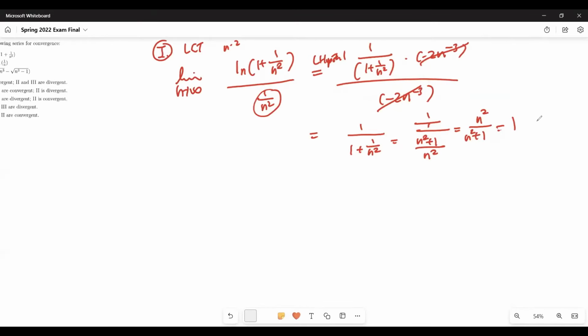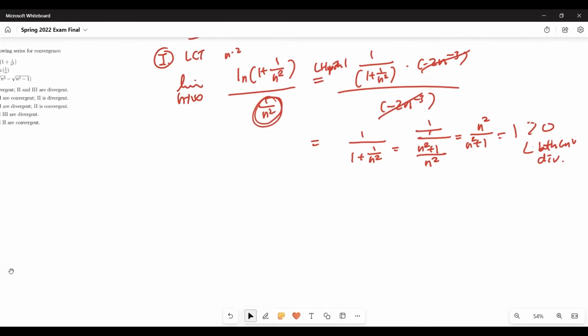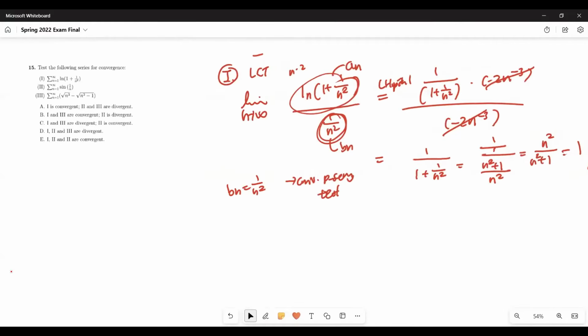So this is greater than 0, so it's going to be either both converging or both diverging. If you look at your first Bn value, which is 1 over n squared, the similar format of ln of 1 plus 1 over n squared, you call it Bn, and this is our An, our original, if you remember your limit comparison. So Bn is 1 over n squared, and that is converging by the p-series test. So the first one is converging.